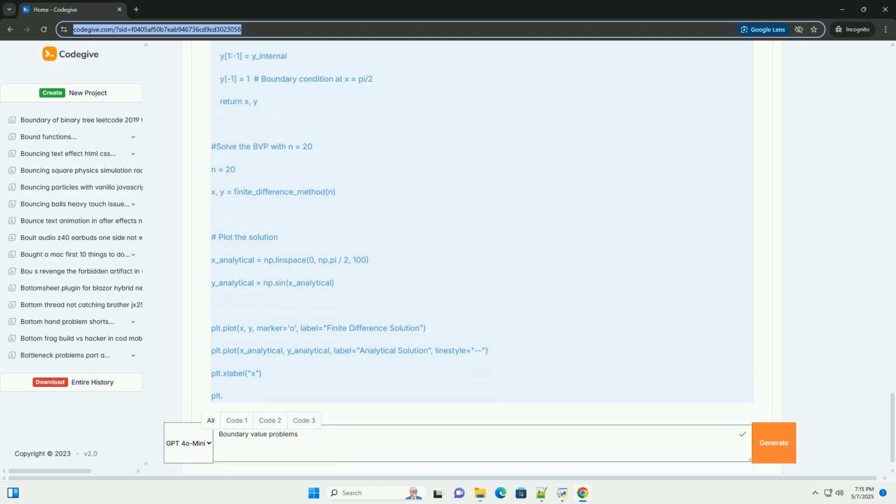Why are BVPs important? BVPs arise frequently in engineering, physics, and other fields when dealing with systems that have constraints or are fixed at specific locations. Here are some examples. Heat transfer: determining the temperature distribution in a solid rod with fixed temperatures at both ends. Structural mechanics: calculating the deflection of a beam supported at both ends under a load. Fluid dynamics: modeling the velocity profile of a fluid flowing through a channel with fixed boundaries. Quantum mechanics: solving the Schrödinger equation with boundary conditions to find the energy levels of a particle in a potential well.